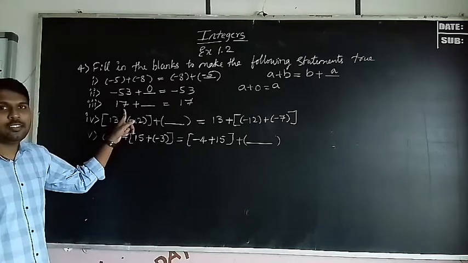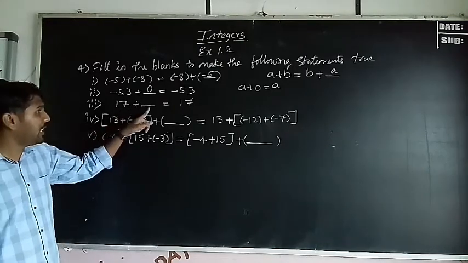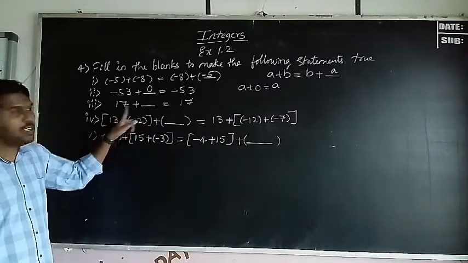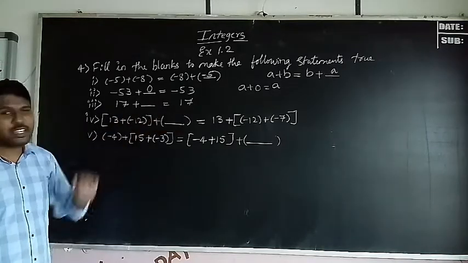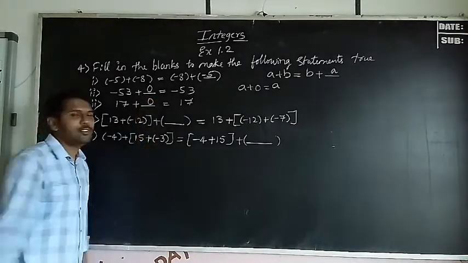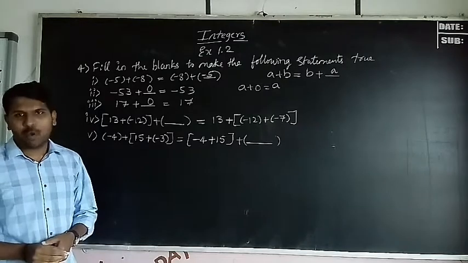Third one, tell me. 17 plus bracket equals 17. If you add a number to 17 and you get 17, which number is it? Here also it is 0. This is also additive identity property.